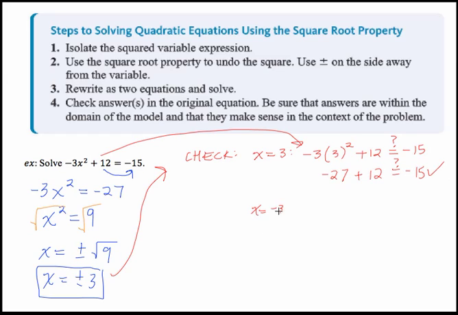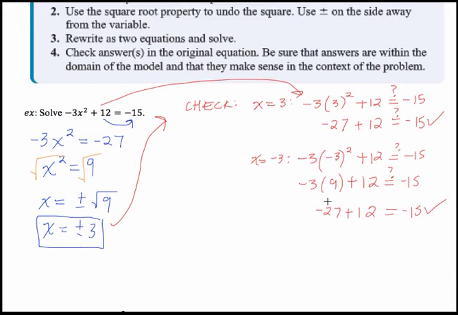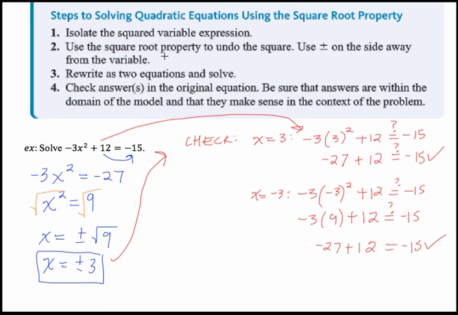And you can check x equals negative 3 as well. So when I plug in negative 3, we'll have negative 3 times negative 3 squared plus 12. Does that equal negative 15? So negative 3 squared is positive 9, and yeah, we have the same thing. Negative 27 plus 12, yes, is negative 15. So they both do work. Okay, so the idea is get the squared part by itself, then take the square root of both sides, put a plus or minus on the other side, and then solve for x.